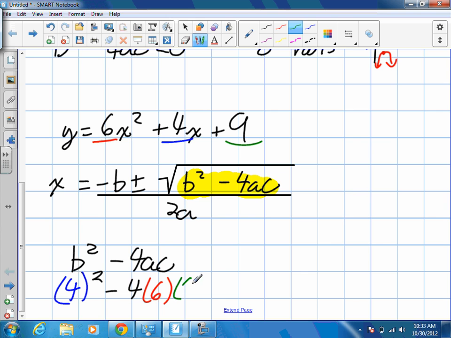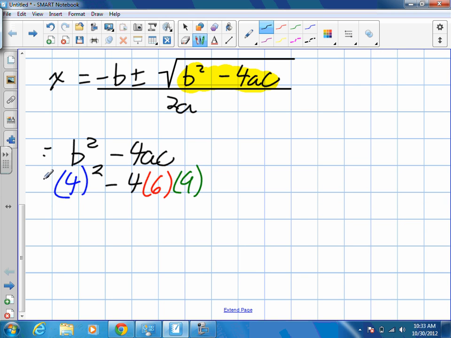Okay. We'll just put a little equal sign on the side here. This becomes 16. Subtract 4 by 6, which is 24, by 9. That's 216. Okay, so when I subtract that, what do I get? Negative 200. I get a negative value.